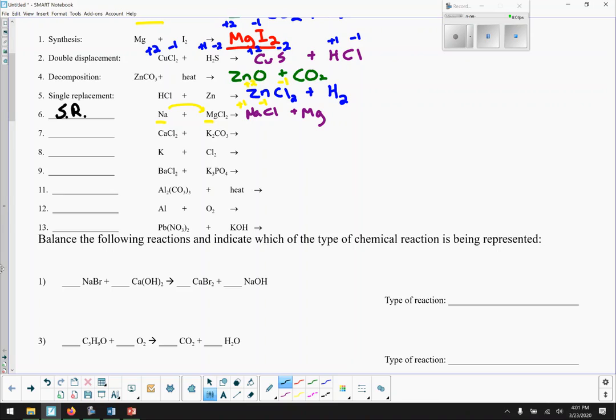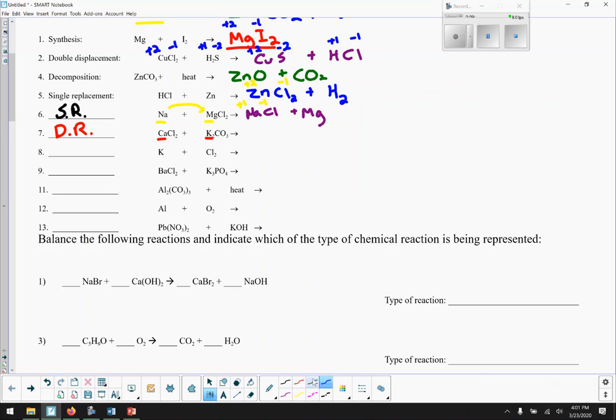Next one, number 7. Two ionic compounds. In other words, a metal plus a nonmetal, and another metal plus a nonmetal. That is a sure sign of double replacement reactions, where the positive parts, the calcium and the potassium, in this case the metals, are going to switch places. So you're going to have a double replacement reaction, and the metals are going to switch partners.